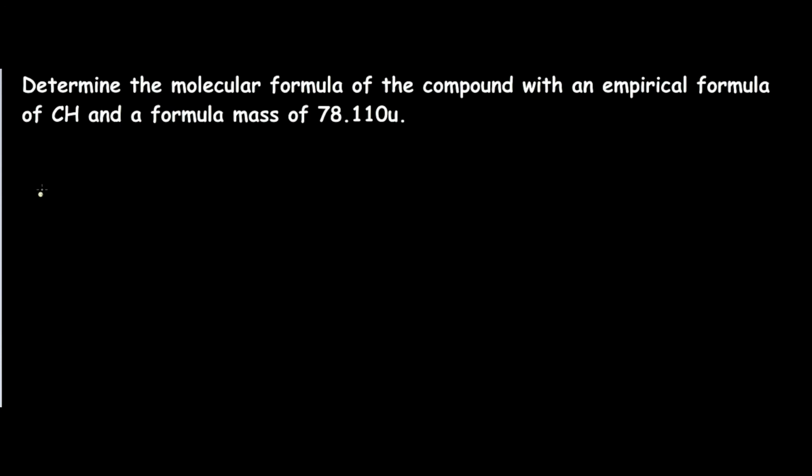Okay, so determine the molecular formula of the compound with an empirical formula of CH and a formula mass of 78.110 units. Formula mass is the sum of the masses of atoms present in the empirical formula. On the other hand, molecular mass of a molecule is the mass of a mole of that molecule. So formula mass, just remember, is calculated in AMU, or atomic mass unit, and molecular mass or molar mass is calculated in grams per mole.